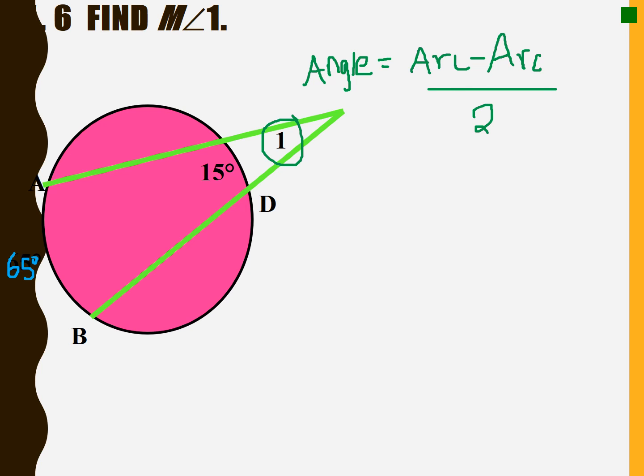So if you remember, instead of inside where you add, it's outside, subtract. Now we're going to sub it in. Again, bigger number goes first, otherwise you have a negative. So it's always large arc minus small arc.